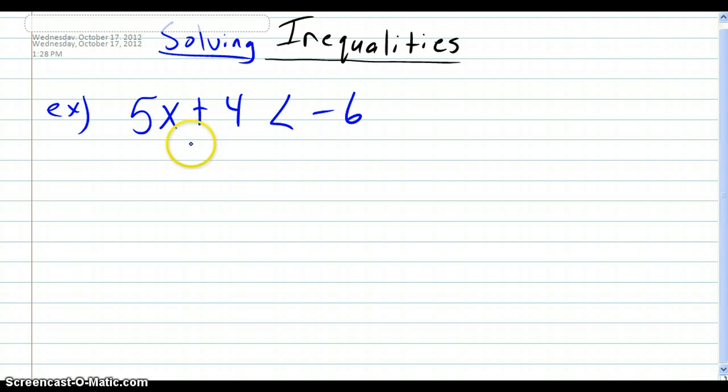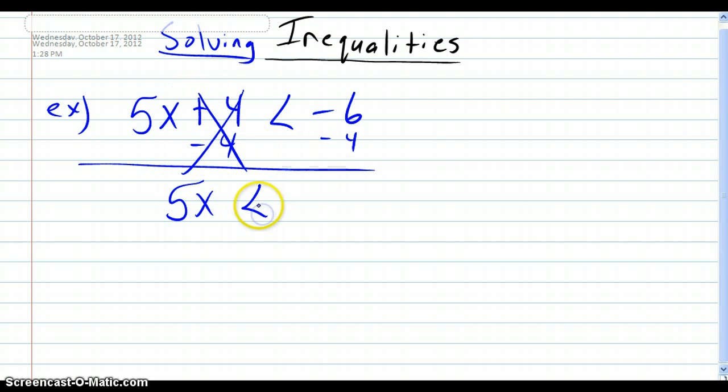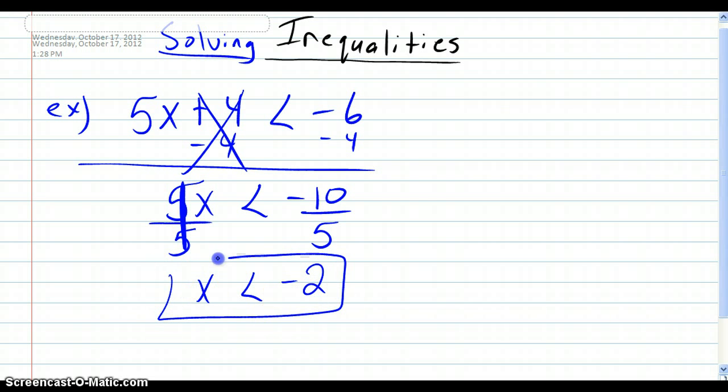Okay? So here, minus 4, minus 4, 4 minus 4 is 0, 5x less than, just bring it with you. Negative 6 minus 4 is a negative 10. Divide by 5, divide by 5, this is just a big 1. So it's x less than negative 10 divided by 5 is negative 2. So x is what? Less than negative 2. Now, if this were an equal sign, it'd be x equals negative 2. That means x can only be negative 2. That's it. One answer.